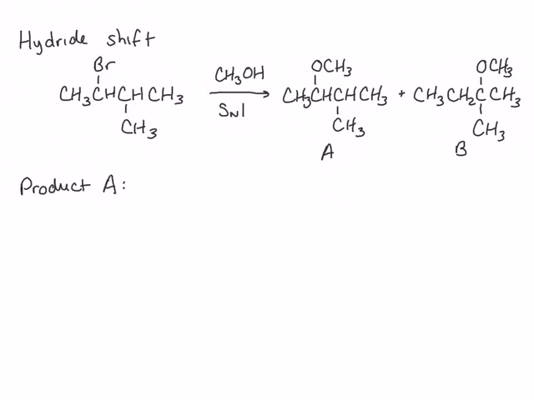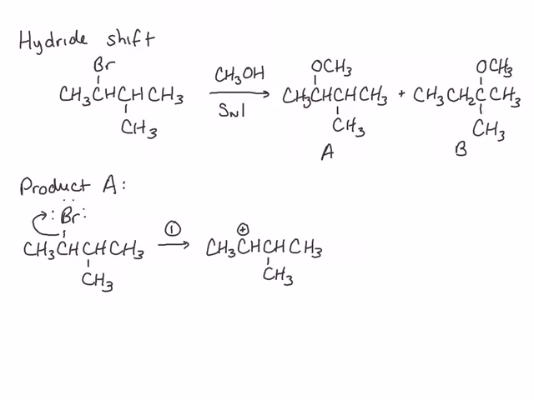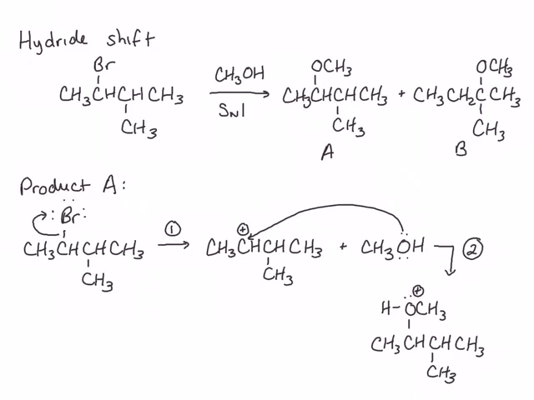Product A is formed through the normal SN1 mechanism. In the first step, the leaving group leaves, forming the carbocation. In step 2, the nucleophile, which is methanol in this case, attacks the carbocation, forming the substitution product. In the final step, this ether is deprotonated to give the neutral product A.